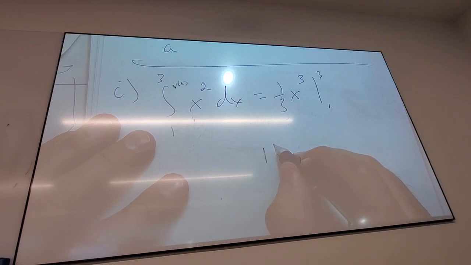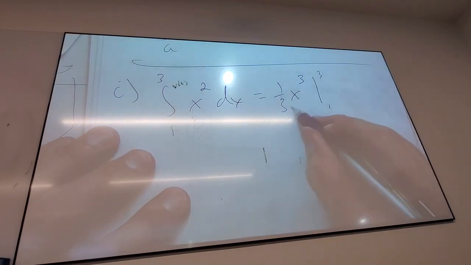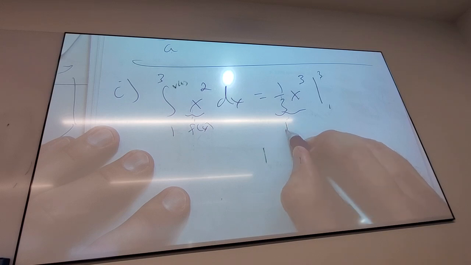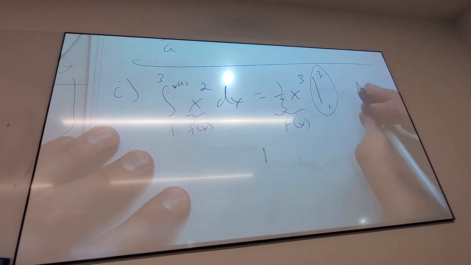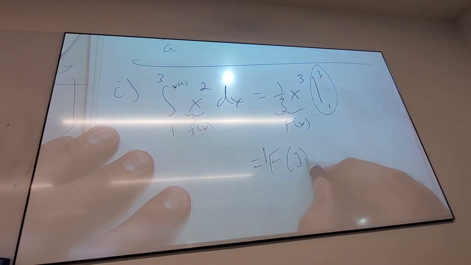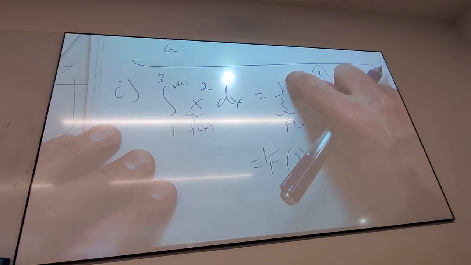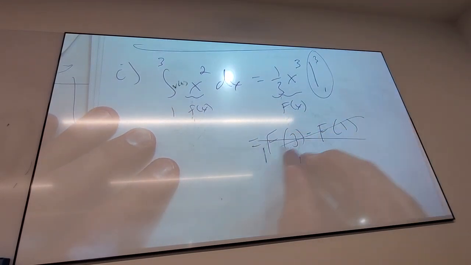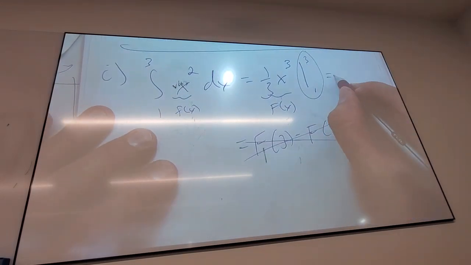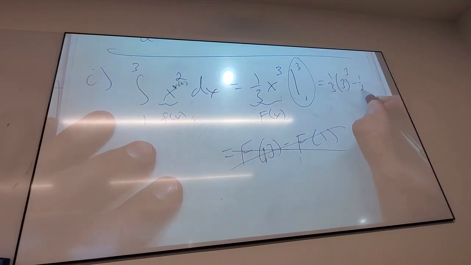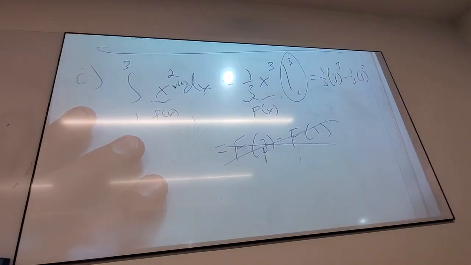So are you with me? So in symbols, if this is little f of x, what's this? Big F of x. So all this tells me to do is big F of 3 minus big F of 1. That's what this means. Evaluated at this point minus evaluated at this point. Are you with me? So you don't have to write this. I'm just putting that symbol there. So how do I do this? It would be 1/3 times 3 cubed minus 1/3 times 1 cubed.